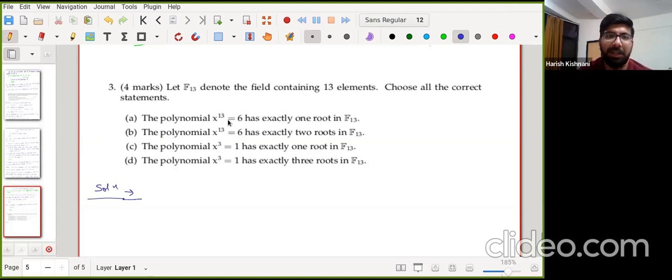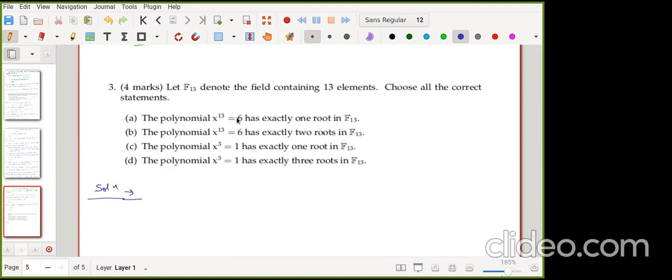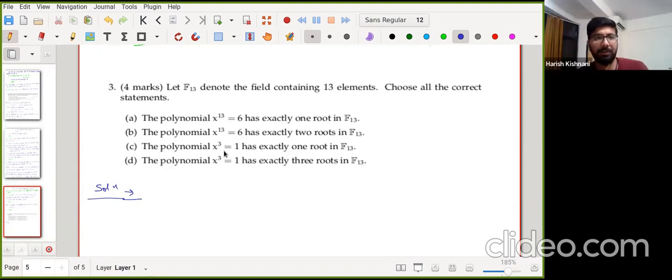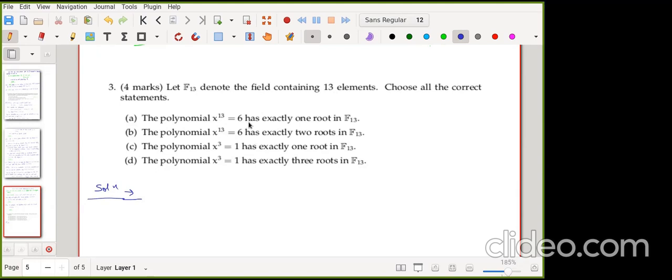Don't say that you will put everything in this polynomial and check, it's a degree 13 polynomial. It's not going to be easy, right? Can we argue it without solving this equation? Anything to do with that cyclotomic polynomial?